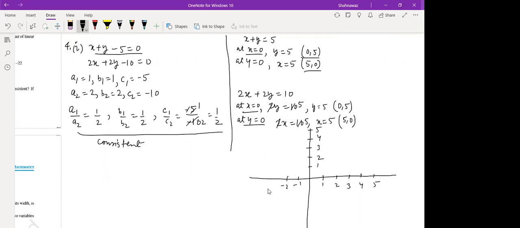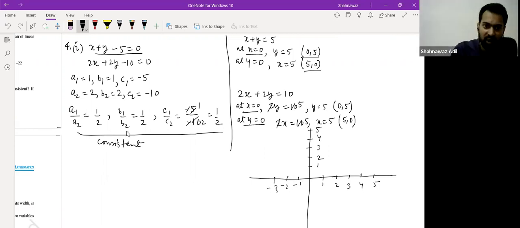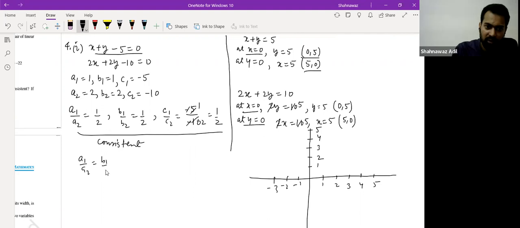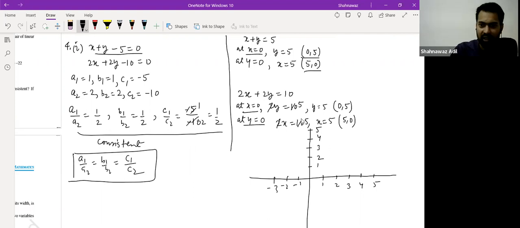Coinciding. Yes. So we already know that this is coinciding, right? A1 by A2, B1 by B2, C1 by C2. So these are coincident lines, right? And graphically, we also see the same thing, right?